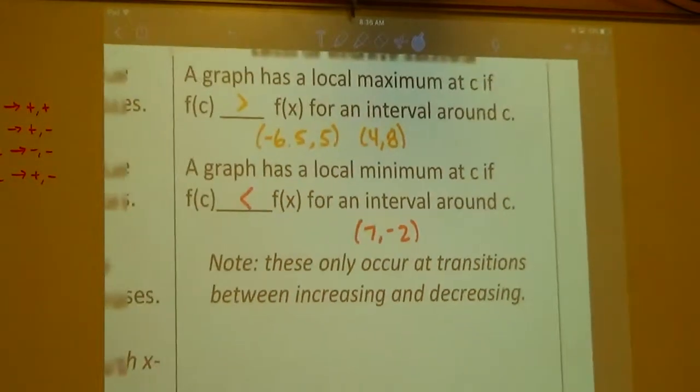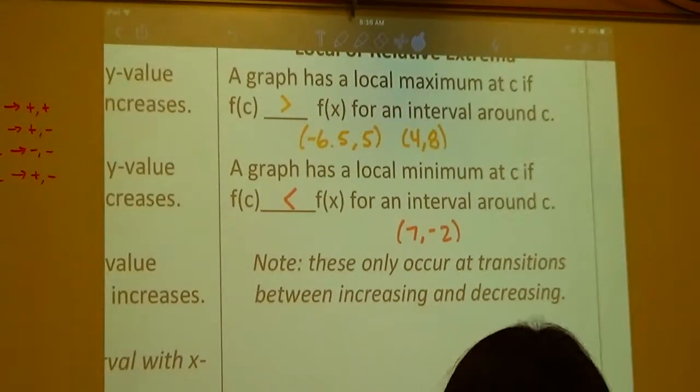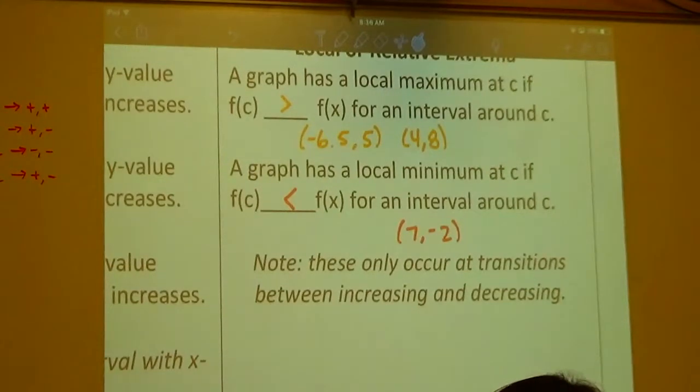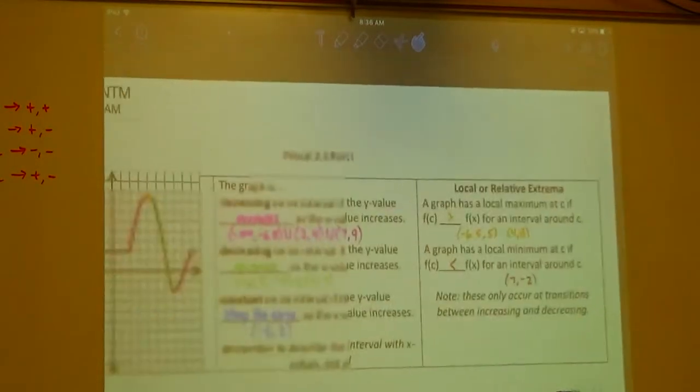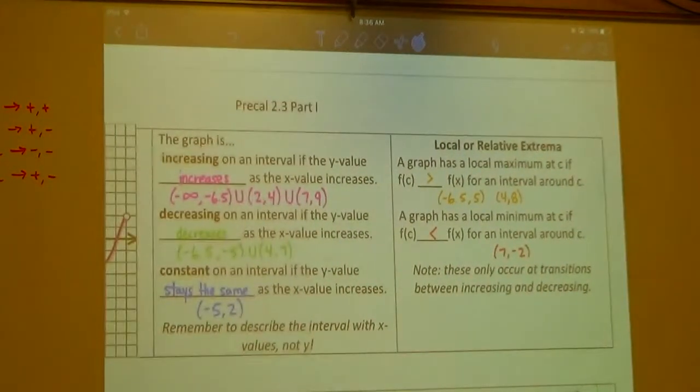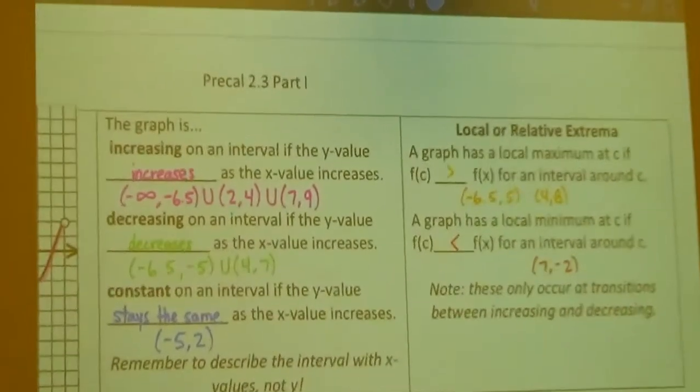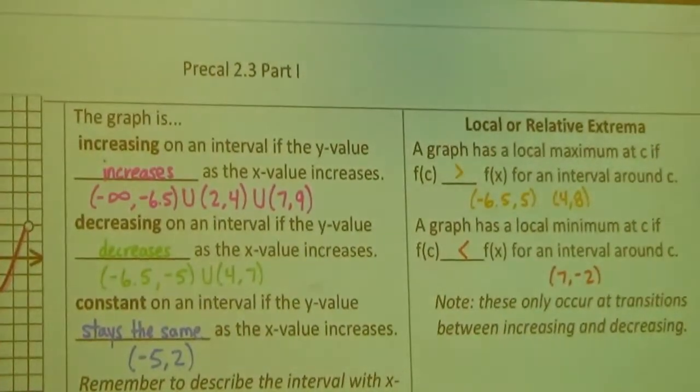And as that note points out, it only happens when we're transitioning between an increasing and decreasing point in our graph. We good with increase and decrease in local maximum, local minimum? Not too bad. All right, even and odd.